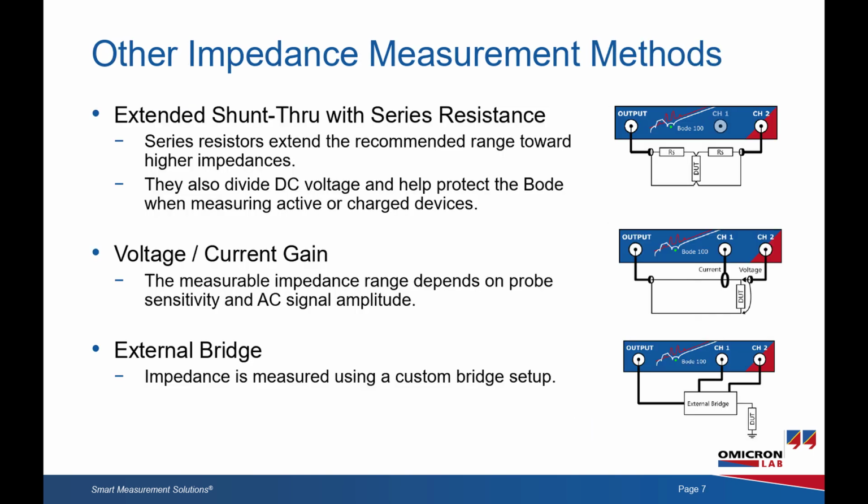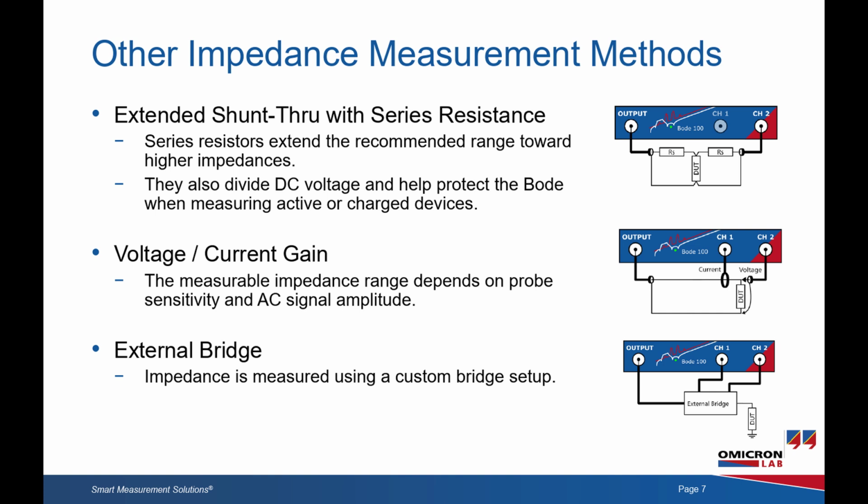There are also a few additional measurement methods that can be useful in special cases. First, let's look at the extended Shunt-Thru with series resistance. By adding series resistors, the recommended measurement range shifts toward higher impedance values. These resistors also divide DC voltage. So, if you want to measure active or charged devices, they provide some additional protection for the Bode.